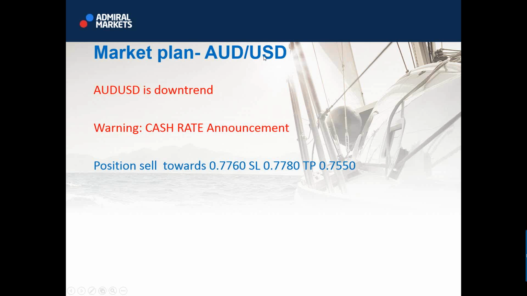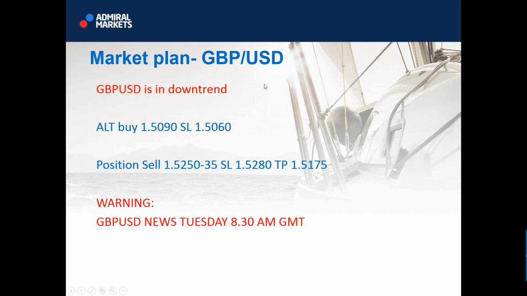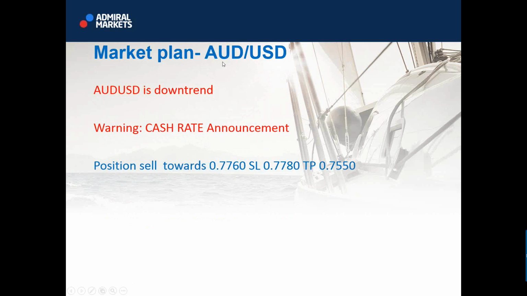So the market plan for the Australian dollar is exactly to trade in the trend direction, guys. If we go long on the pound, as I said, the stop loss is 50.60. But be careful about this trade. Do not overtrade. Do not risk too much, because of this cash rate and PMI announcement, 0.3 to 0.5 should be the risk of this trade.